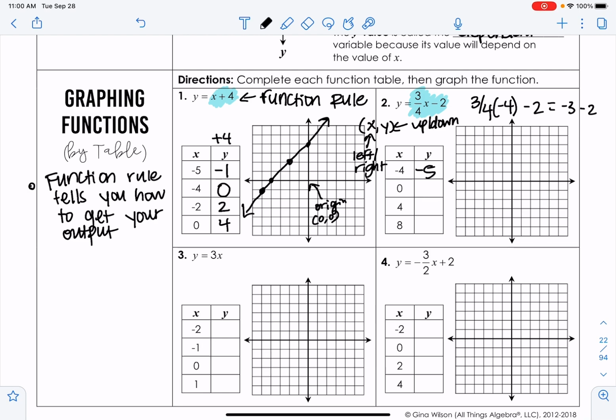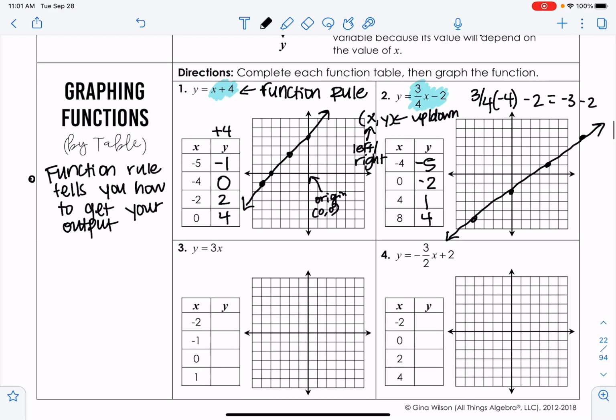And I'll do the exact same thing for the last three. I have 3/4 times 0 minus 2 is -2. 3/4 times 4 minus 2: 3/4 times 4 is 3, minus 2 is 1. And 3/4 of 8 is 6, minus 2 is 4. Then you'll just graph these like we were doing before. 0, -2. 4, 1, and 8, 4 is going to be off the graph, but that's okay. And you just connect them because you have a linear function, so it forms a line.